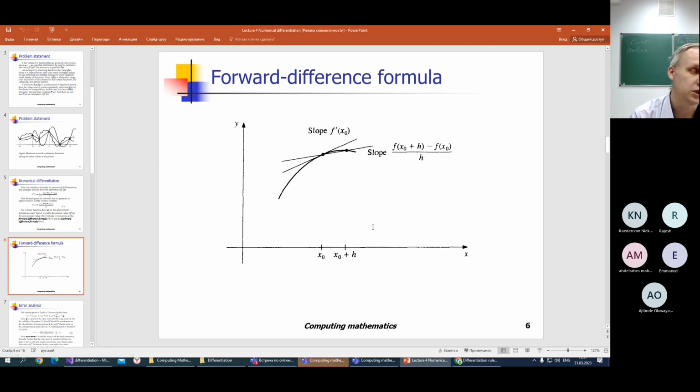If we have a point x0, f prime of x0 will be the slope of the tangent line that passes through the point x0. This is the curve of the function. This is the point x0, and this is the tangent line that passes through this point.